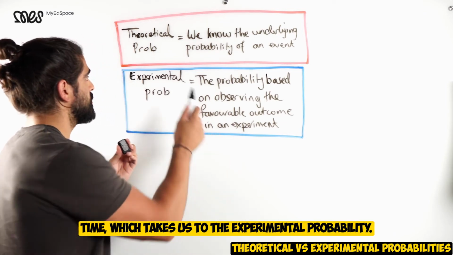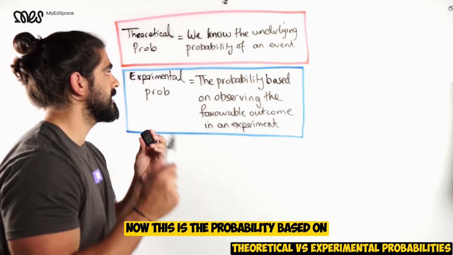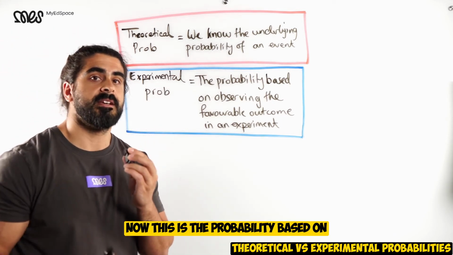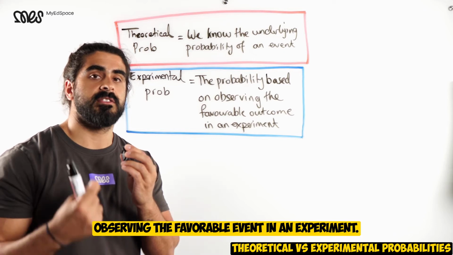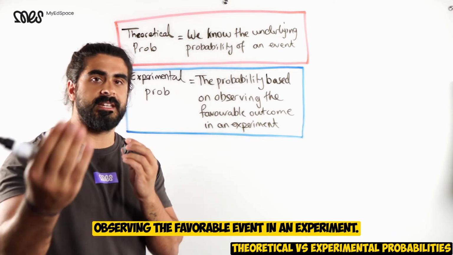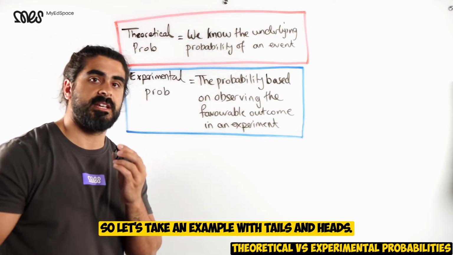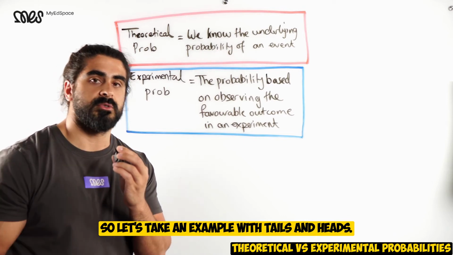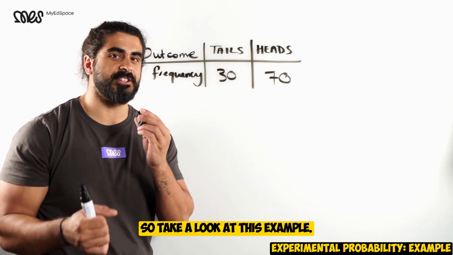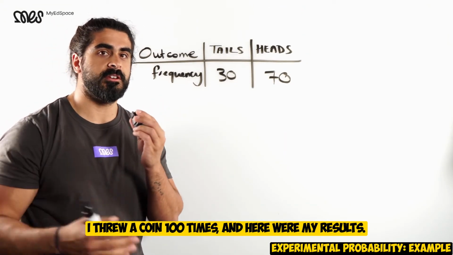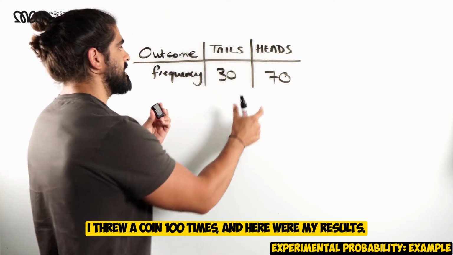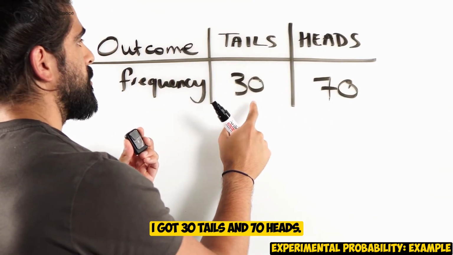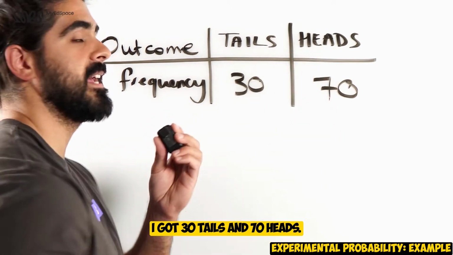which takes us to the experimental probability. Now, this is the probability based on observing the favorable event in an experiment. So, let's take an example with tails and heads. Take a look at this example. I threw a coin 100 times, and here were my results. I got 30 tails and 70 heads.